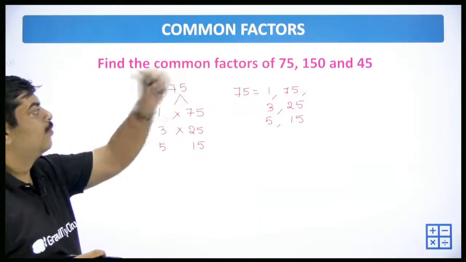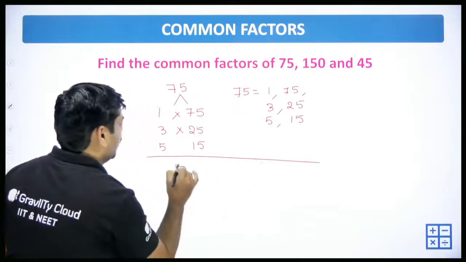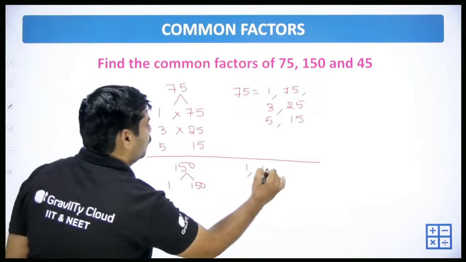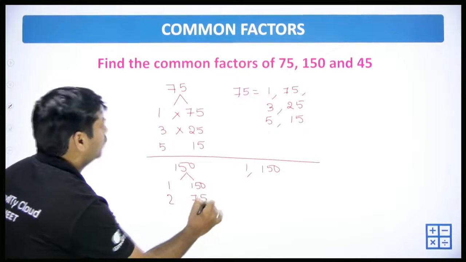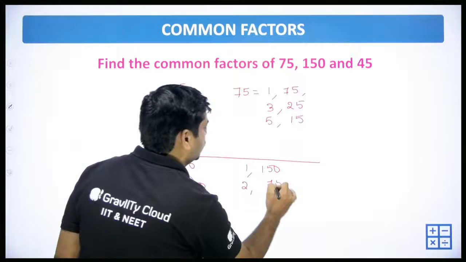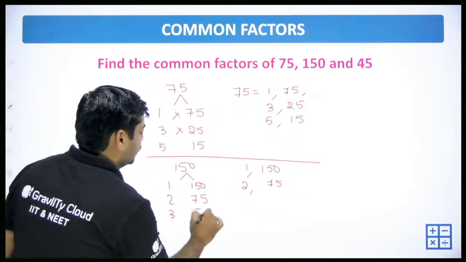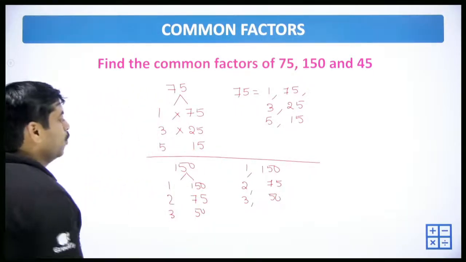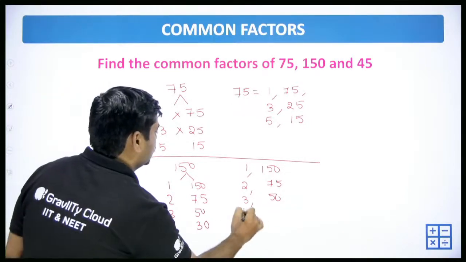So now we'll go with 150. 150, I can write it as 15 into 10 or 1 into 150 first of all. So 1 and 150 are the factors. 2 into 75, so 2 and 75 are also the factors. 3 into 50, so 3 and 50 are also the factors, right? And 4, I don't think so. 5, yes, 5 into 30, so these two are the factors.